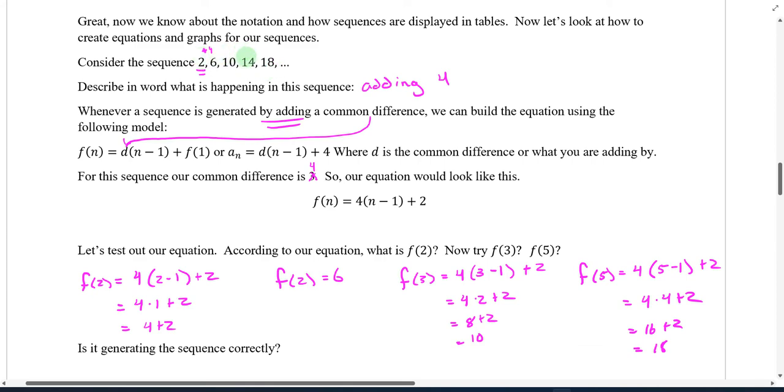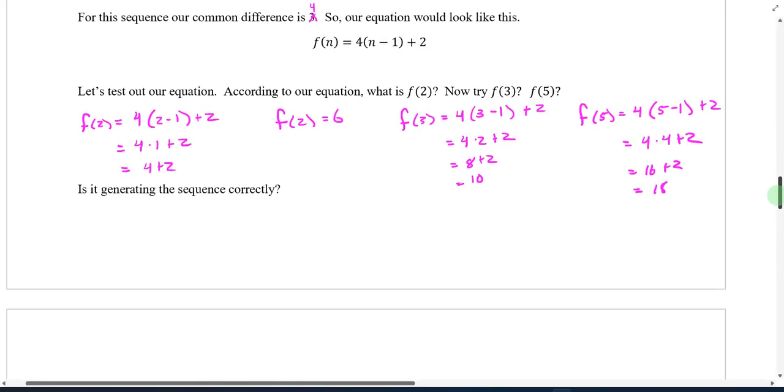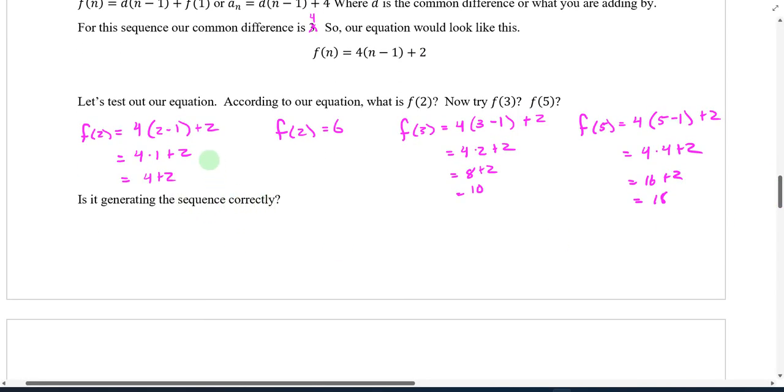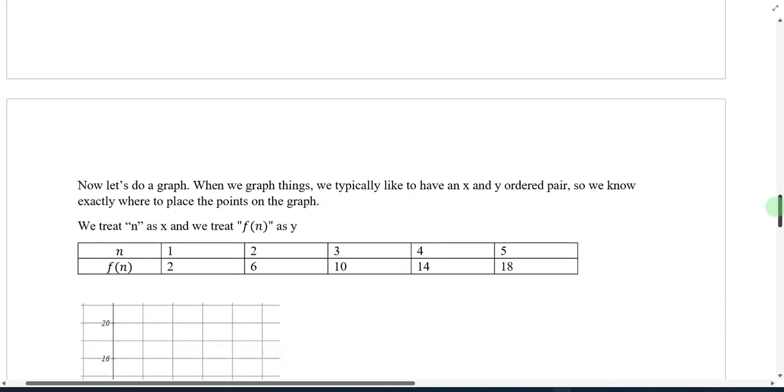1, 2, 3, 4, 5. The fifth term is 18, right? So the fifth term is 18. So that question, is it generating the sequence correctly? It is. The equation is working. It's calculating the correct term values for the correct term numbers, right? All right, so let's move on.